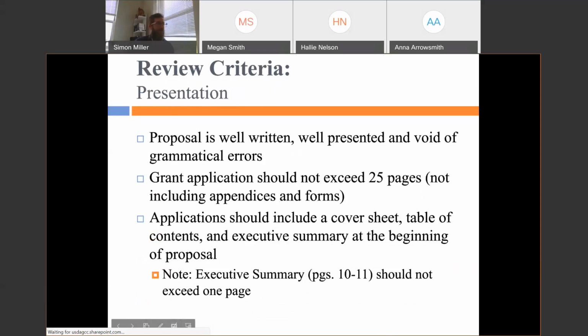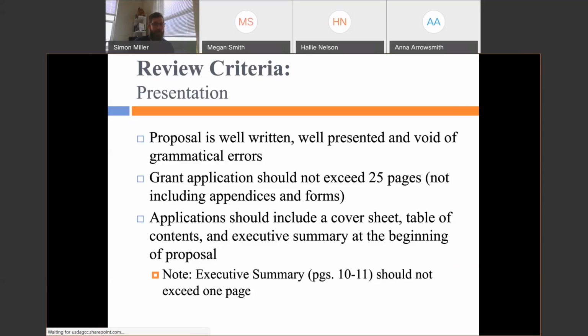So let's talk about the presentation review criteria. The last review criteria is presentation, right? Presentation seems easy, and it is, as long as you take the time to double check before submission. The project description should be no more than 25 pages. This does not include the cover sheet, the table of contents, or the required forms or other appendices. All pages, excluding the form pages, must be numbered.